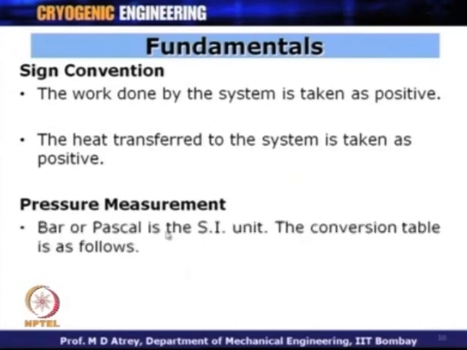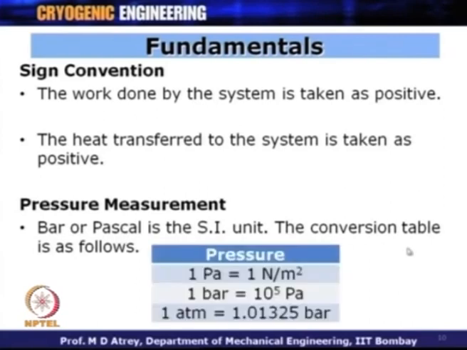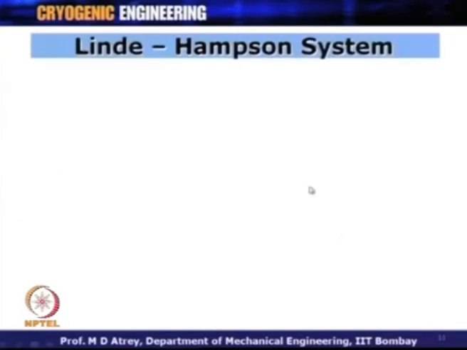And in all these cases, the pressures we are using are in bar or Pascal. The conversion table is 1 Pascal is equal to 1 Newton per meter square, 1 bar is equal to 10 to the power 5 Pascals, and 1 atmosphere is nothing but 1.013 bar. In actual cases, I will assume that 1 atmosphere is equal to 1 bar, as you can see from this approximate expression.